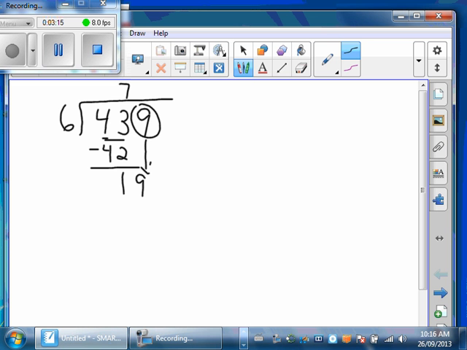Now, we sit here and say, okay, well, 6, is there a number that gets us close to 19 by multiplying it by 6? And the answer is 3. 3 times 6 equals 18. Well, when we subtract, we realize that there's one number that is left over. And when we see that one number is left over, and there are no more numbers to drag down, we say that this number is in fact the remainder. So when we write it out, we write it as 73 remainder 1.